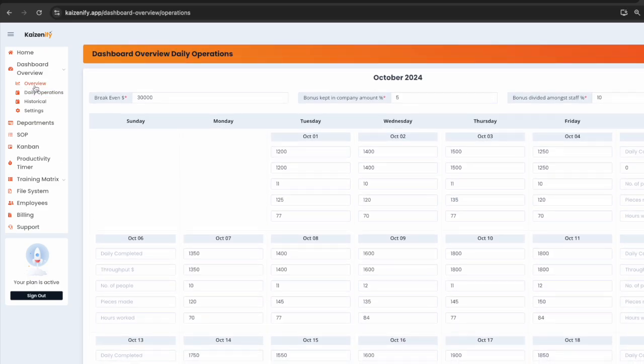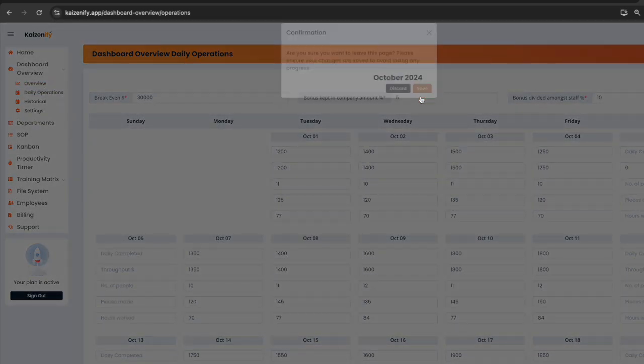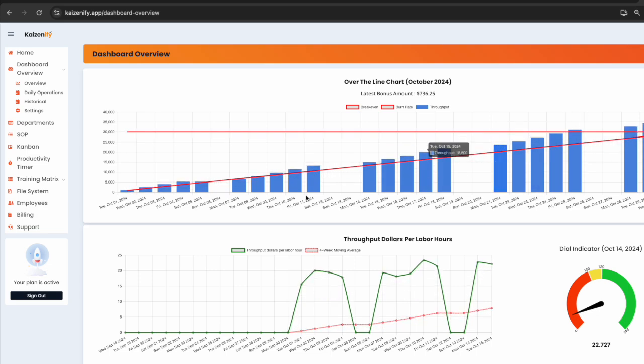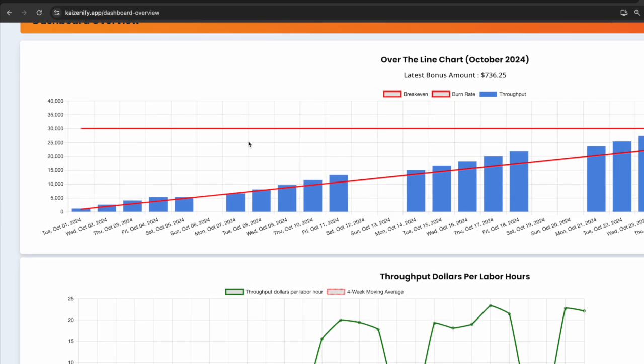Okay, let's go look at our overview again. Save. Okay, so now I've filled out my entire month. Of course, like I said before, you're filling one of these out per day. This is just for demonstration purposes. So now that we have our data on here, let's talk about what this graph really means.